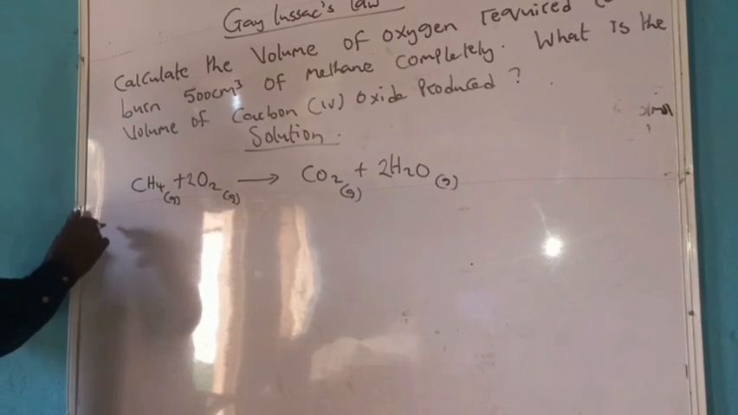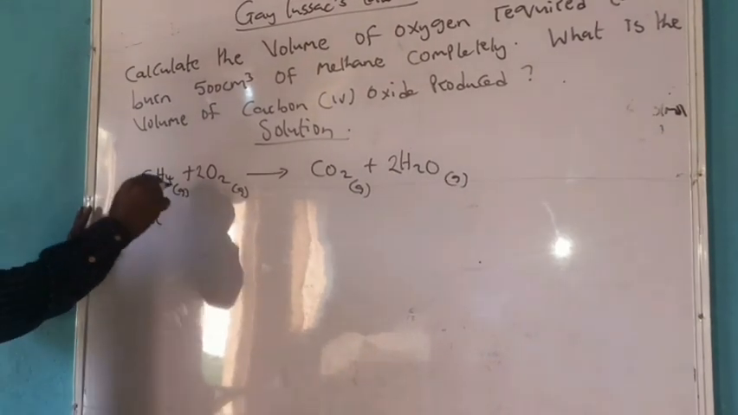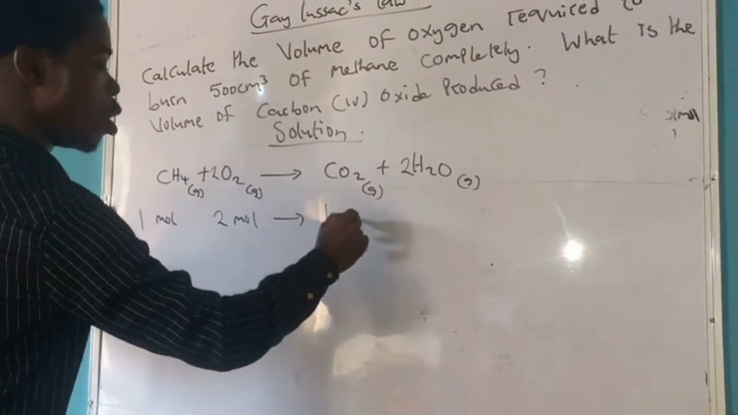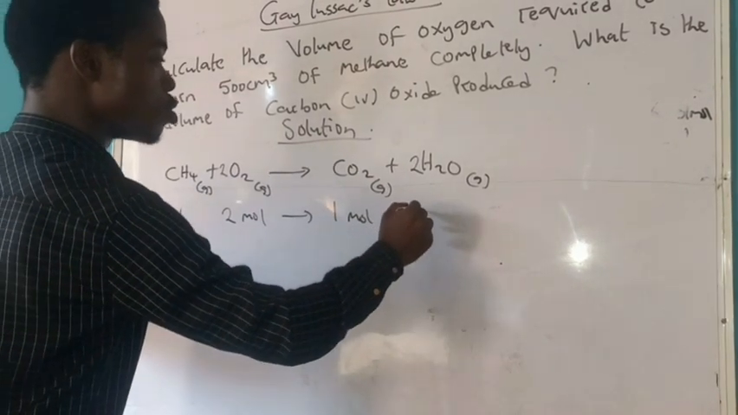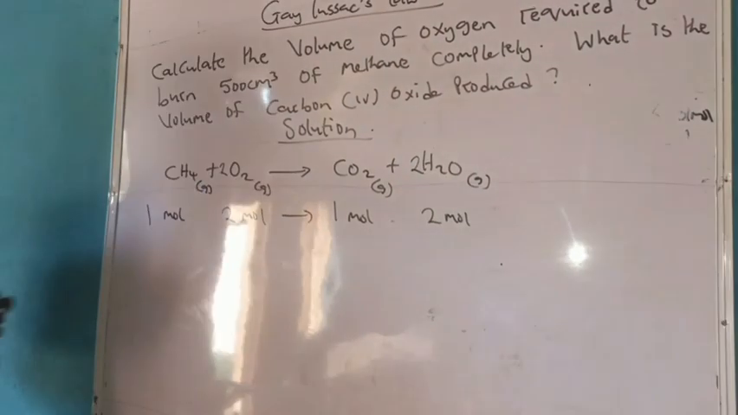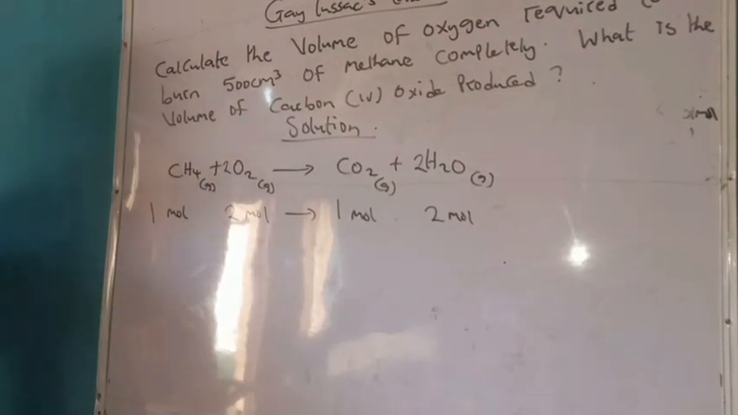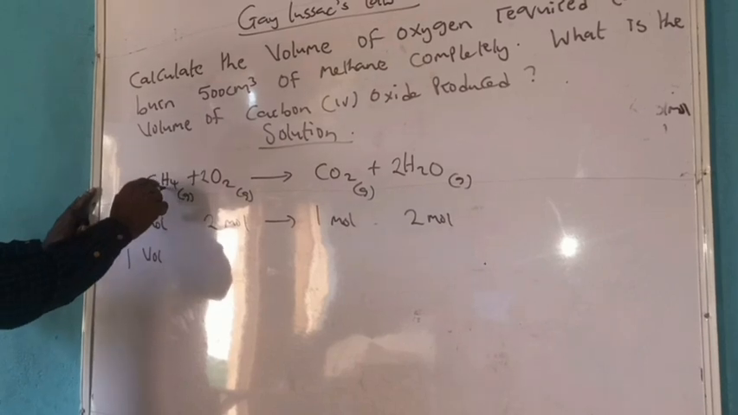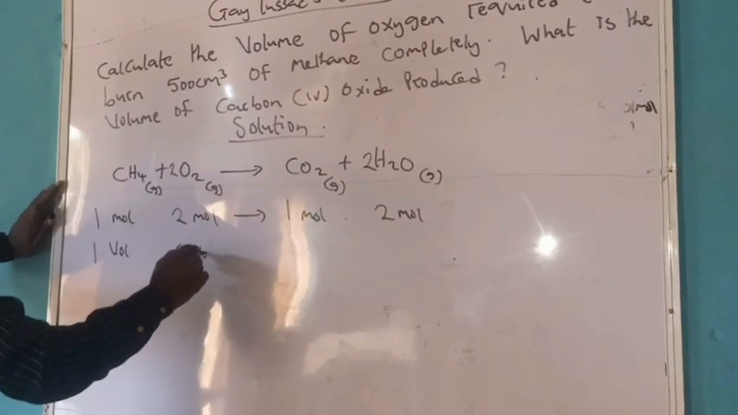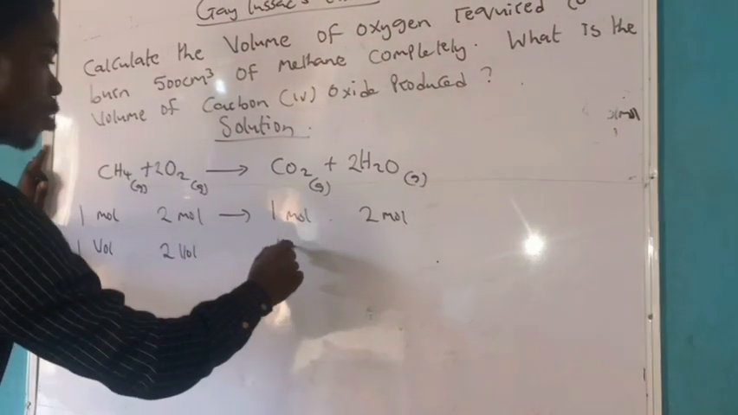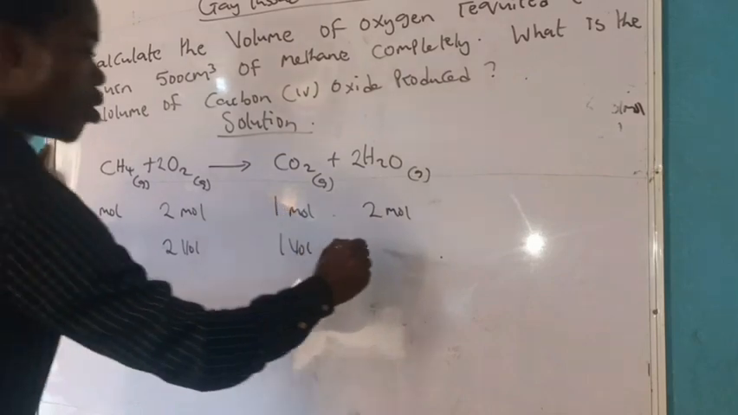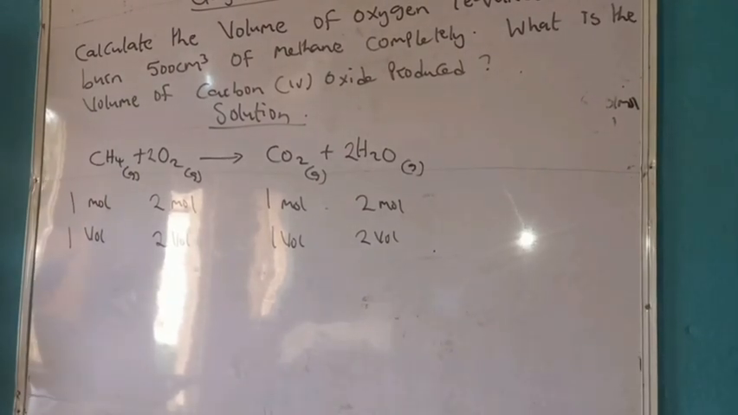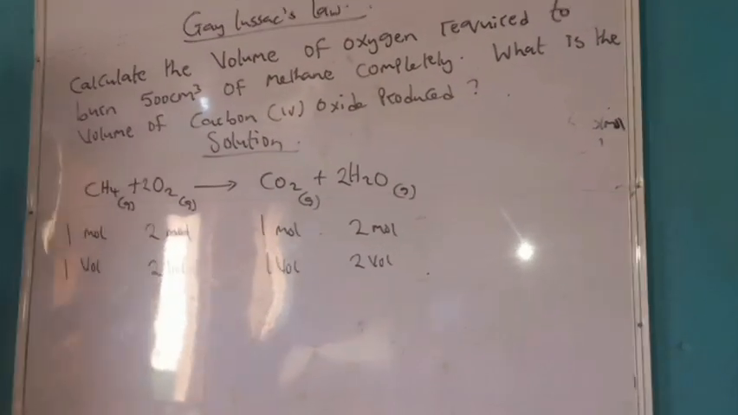Don't forget, it means 1 mole of methane will react with 2 mole of oxygen to give 1 mole of CO2 and what? 2 mole of water. So that is based on Avogadro's law, and reacting this with Gay-Lussac's law is the same thing as saying 1 volume of methane will react with what? 2 volume of oxygen to give 1 volume of carbon dioxide and what? 2 volume of water. Don't forget that Gay-Lussac's law talks about volume. So we call it Gay-Lussac's law of combining volume of a gas, how they combine together.